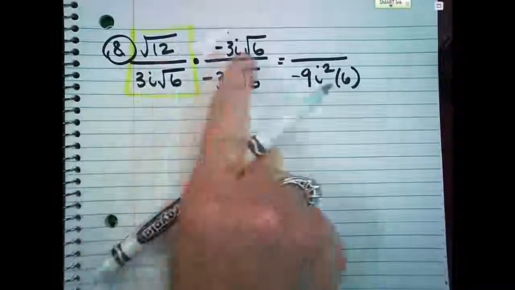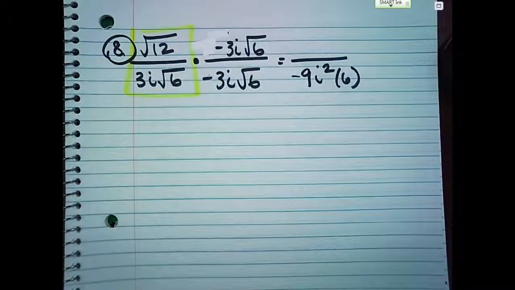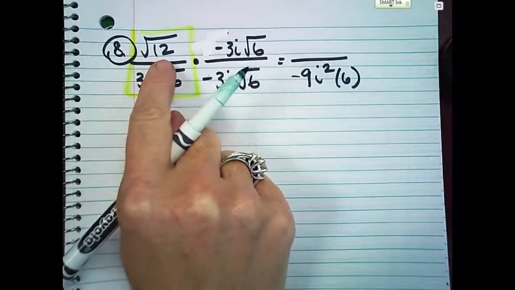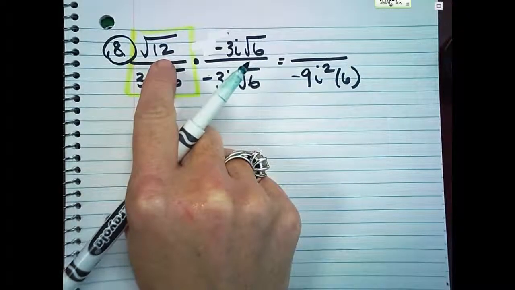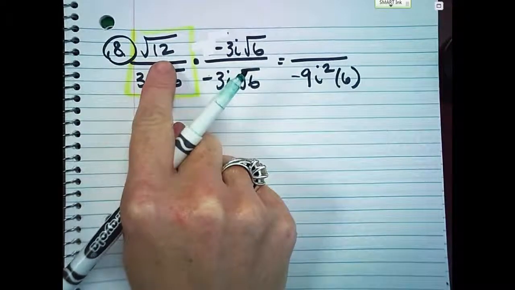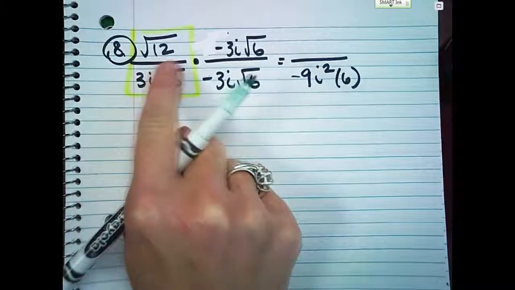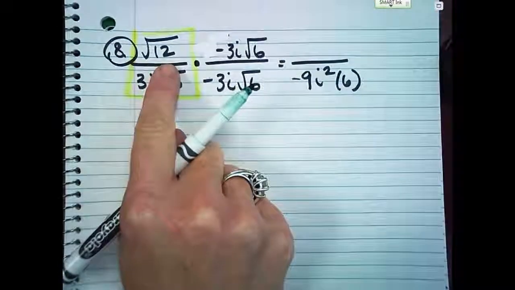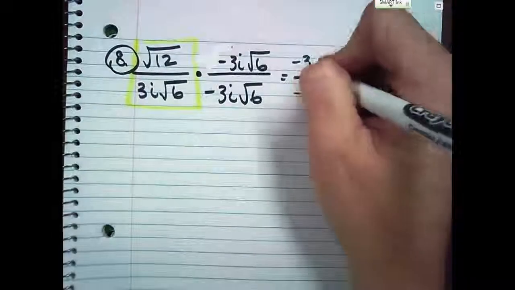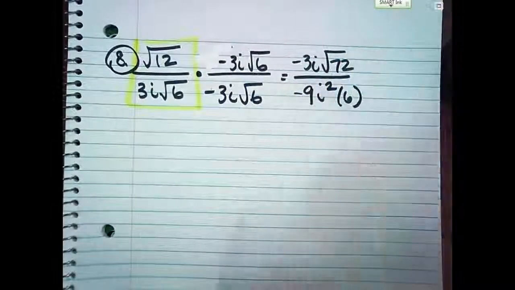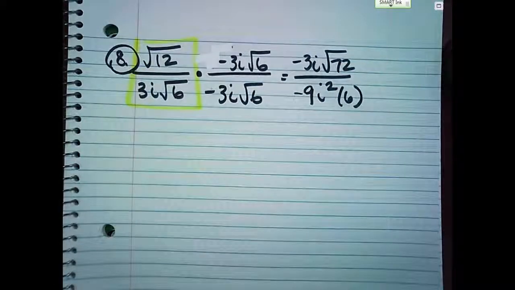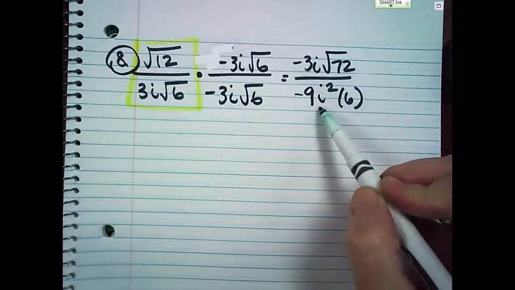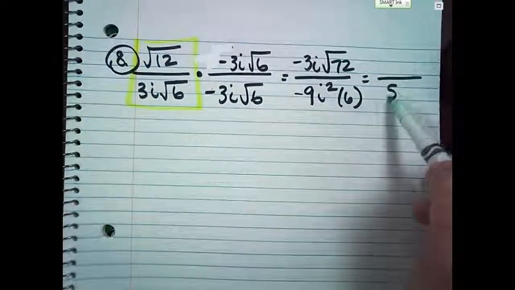In the numerator, okay, how you do this is up to you. If you want to go ahead and break up root 12 right now, you can. Did anybody break it up before they started? How many of you went ahead and did 12 times 6? Most of you? Okay, so we'll go that route then. So then you've got negative 3i root 72, correct? The denominator, negative 9 times negative 1 is positive 9. 9 times 6 is 54.